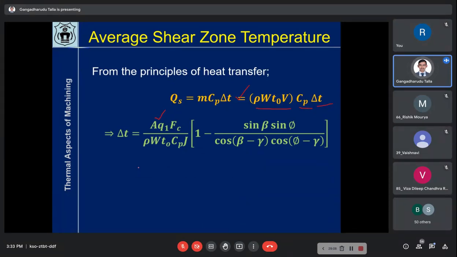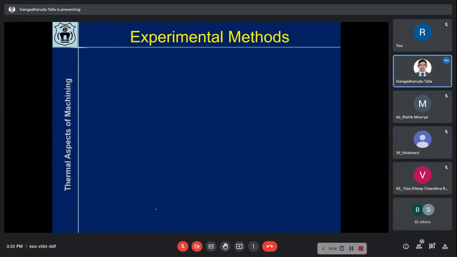And we have not considered room temperature. Now if you add room temperature to this, you will get the temperature during the cutting process. This is the equation now. This is the analytical way of finding out the shear zone temperature.